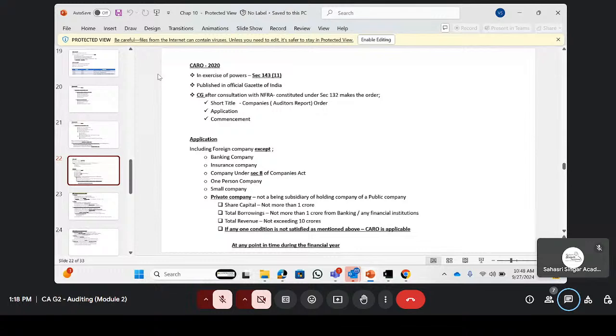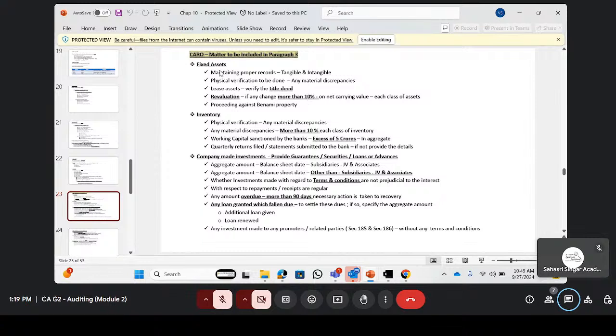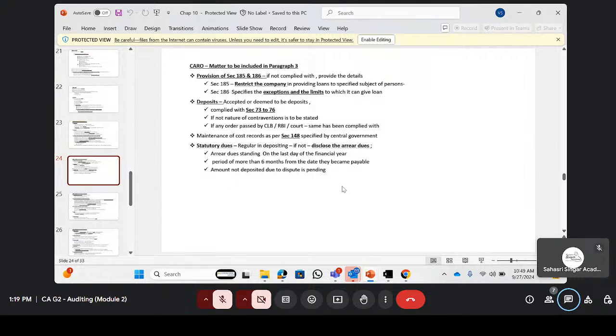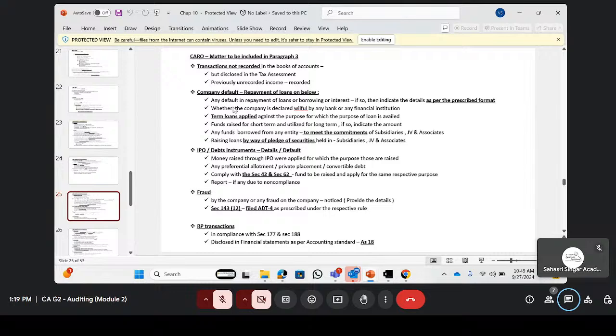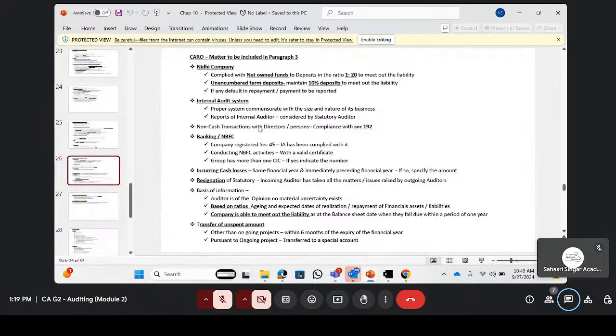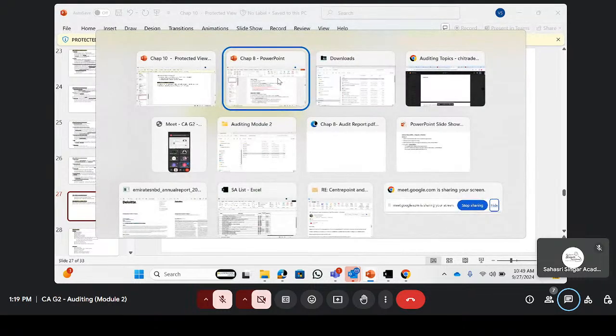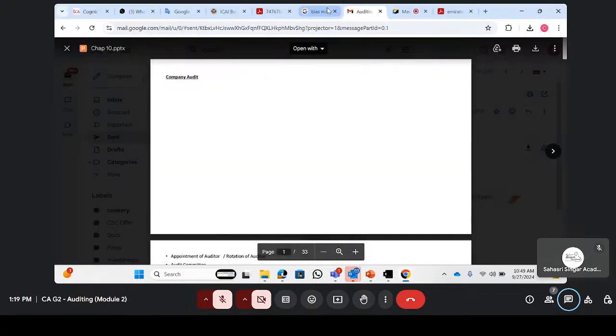See here. Under section 143(11), you have to prepare the CARO report. This will be applicable only for a set of companies. Banking and insurance will not be applicable. Under this paragraph, clause 3, you have to discuss all these points: fixed assets, inventory, company made guarantees. Many points will be discussed, and you'll be highlighting whether the statutory dues are deposited properly or not, loans taken, company default, transactions not required, fraud, related party transactions, which covers sections 177, 188, AS 18, Nidhi. If internal audit systems are very weak, you have to report it over here. And transfer of unspent amount. And any qualification or adverse remarks you have to mention over here. So all these points in the CARO will be applicable in this paragraph.